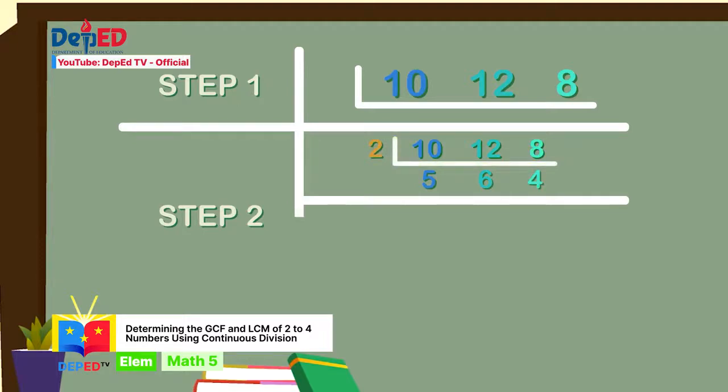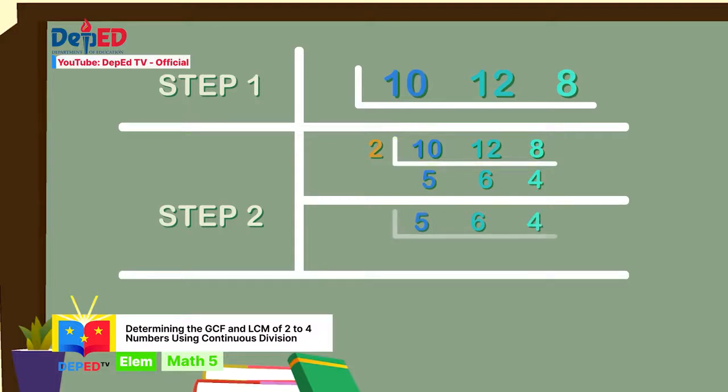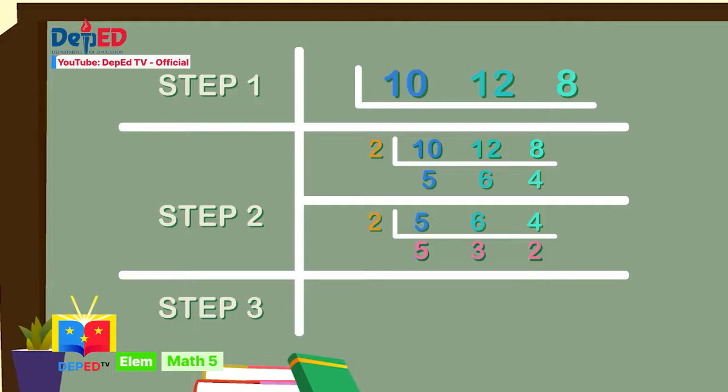Remember, just bring down the digit that is not divisible by the prime divisor. In this case, 6 and 4 are still divisible by 2. Let's first bring down 5. Then, 6 divided by 2 is equal to 3, and 4 divided by 2 is equal to 2. Our final quotients are 5, 3, and 2. Since these quotients have no common divisor, they will now become part of the factors to get the LCM. Thus, we have 2 times 2 times 5 times 3 times 2 equals 120.